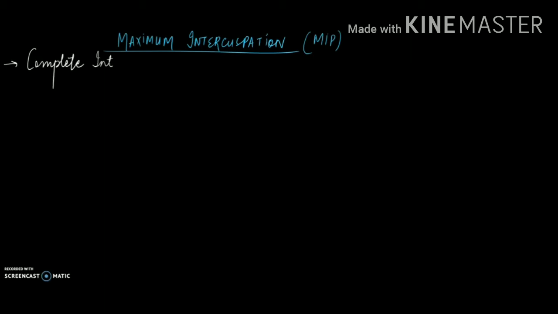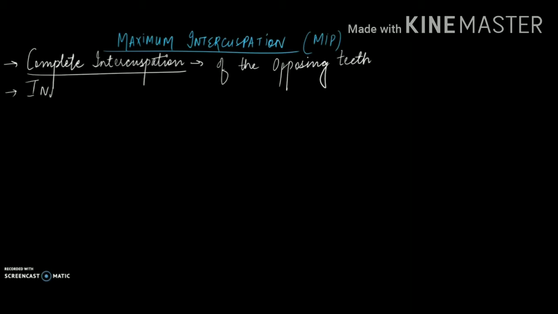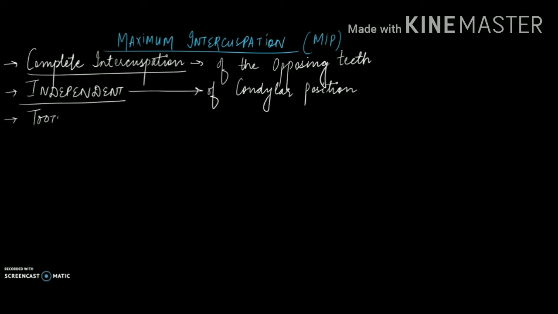So next is the maximum intercuspation position. The complete intercuspation of the opposing teeth, independent of the condylar position, is sometimes referred to as the best fit of the teeth, regardless of the condylar position. It is the tooth-to-tooth relation in maximum contact, whereas centric relation was a bone-to-bone relation, as I've already told you in the previous slides.